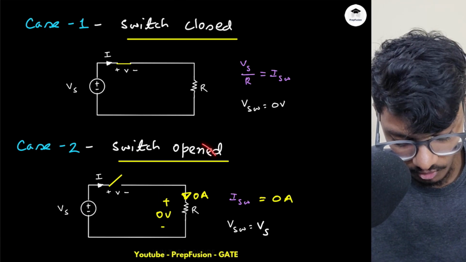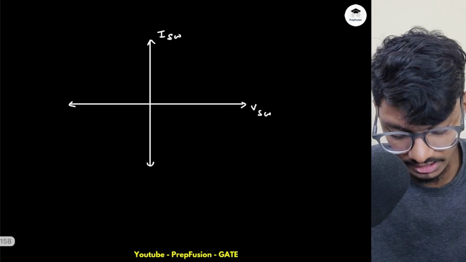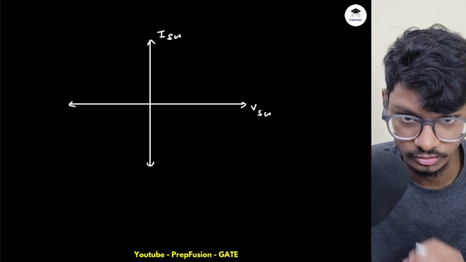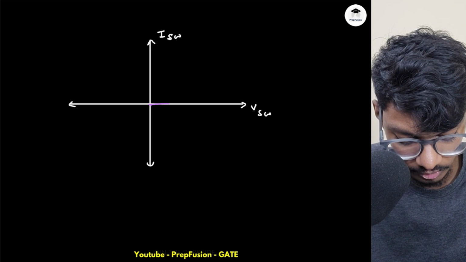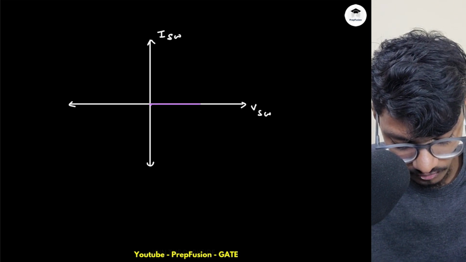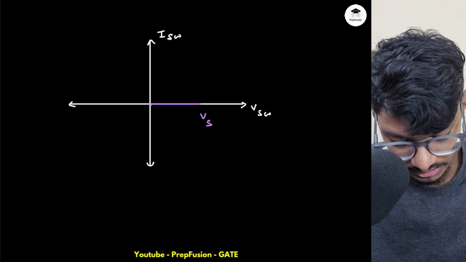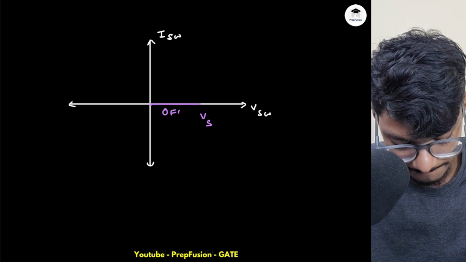So when it is off, the V switch is directly equal to Vs. So V switch is also varying from 0 to Vs during off, and I switch is 0. If I switch is 0, I will be on the x axis and it will go from 0 to this Vs, and this is off.